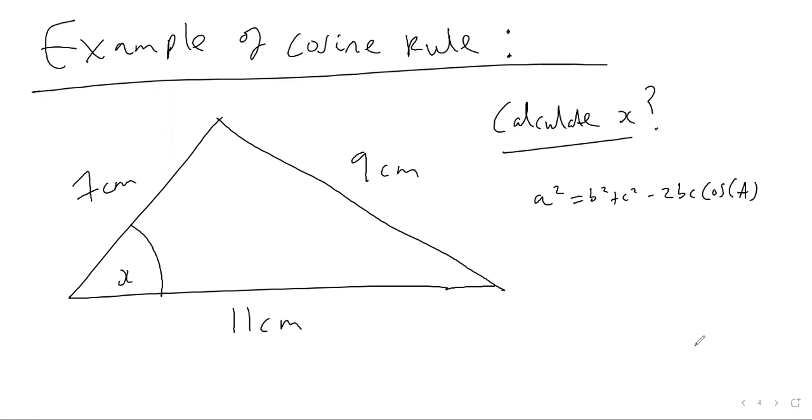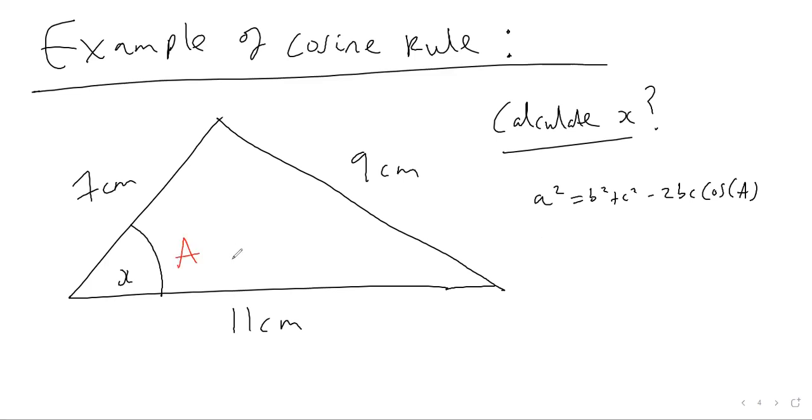So this is a case where we can use the cosine rule. Remember, if we've got a triangle with three sides given and we've got to calculate one angle, we can use the cosine rule. Or if they give us two sides and one angle, we can use the cosine rule to find the missing side on that triangle. So with this one, we want to calculate the angle x.